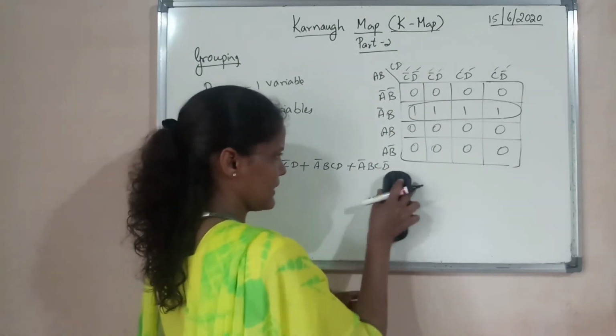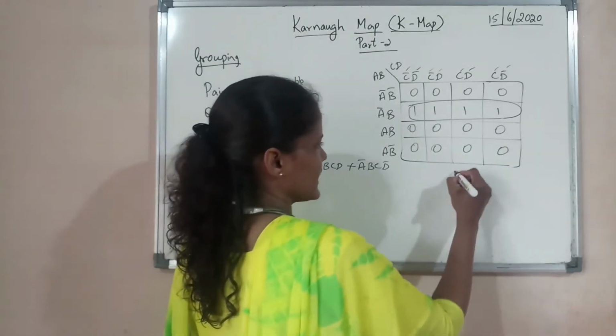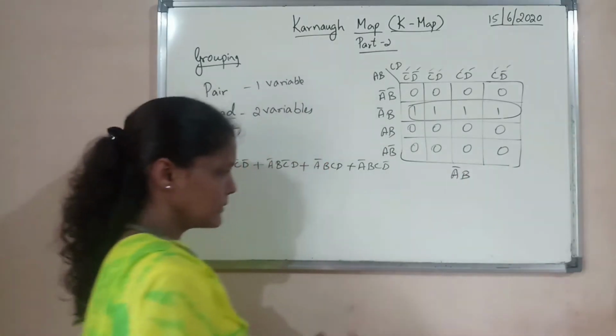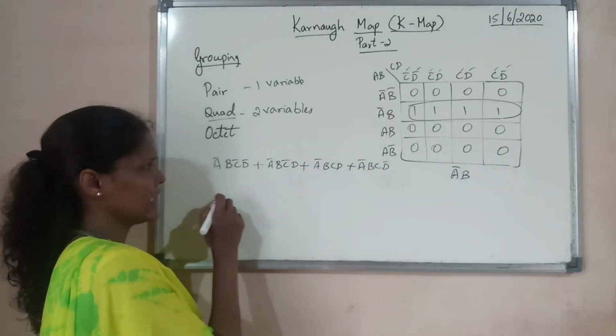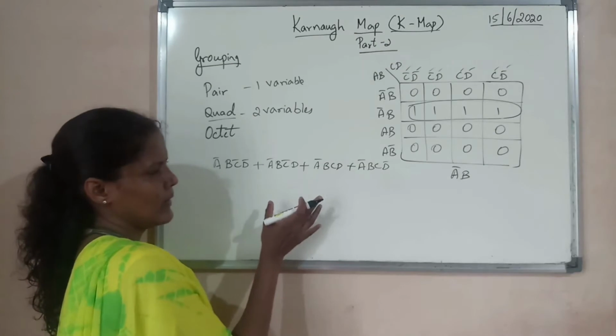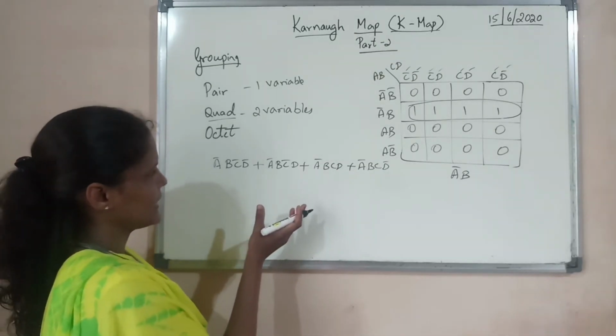Let me write this on that side. So the expression for the simplified K-map is A bar B. Now we have to take the common factors. Which common factors shall we take?